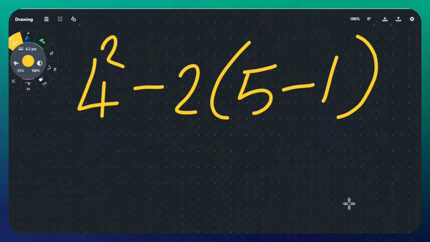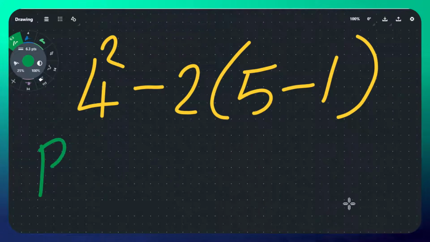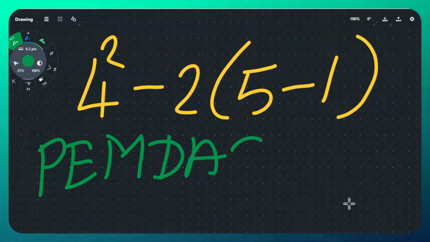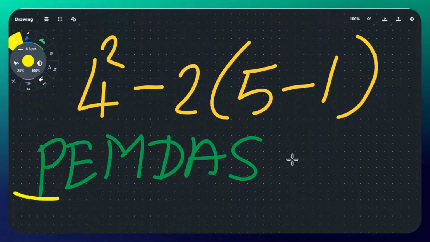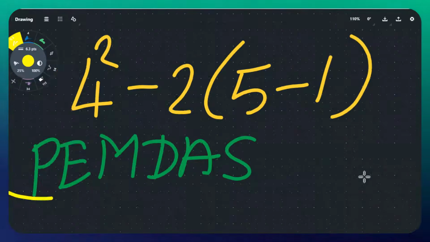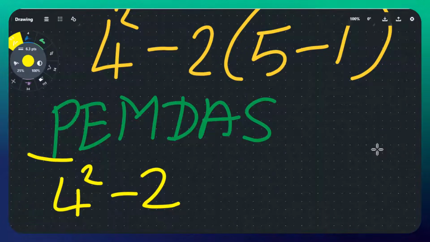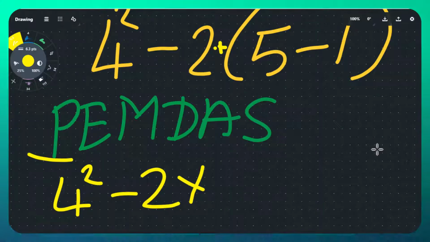According to PEMDAS, the first step would be to work with everything in parentheses first. So we begin with the parentheses, and that gives us 4 squared minus 2. There is a multiplication sign here, so we put a multiplication, 5 minus 1, and that gives us 4.